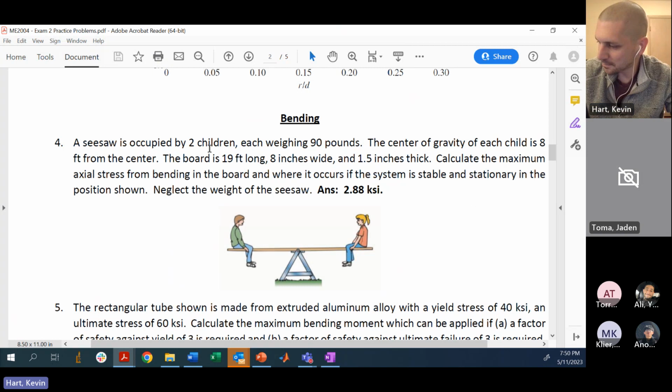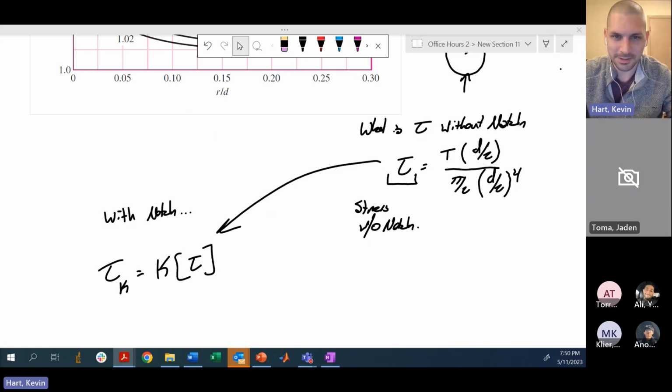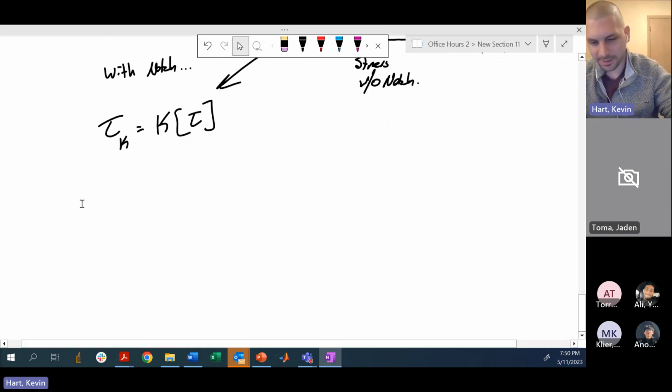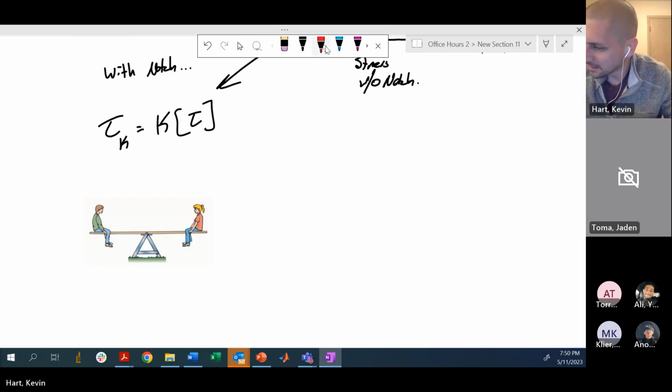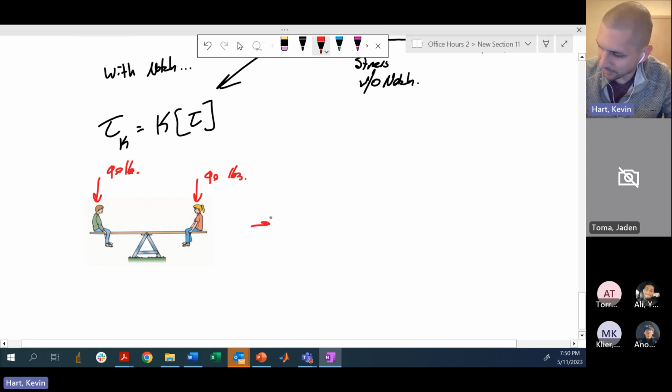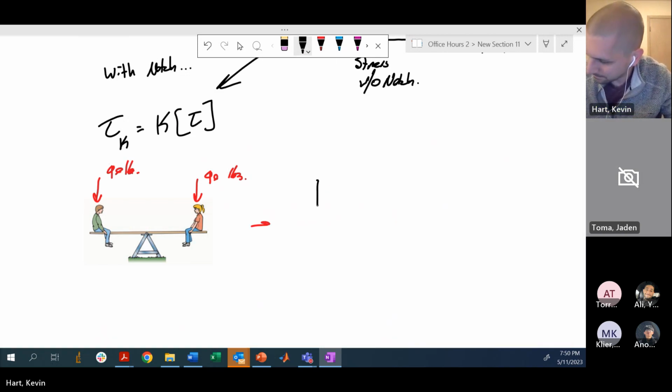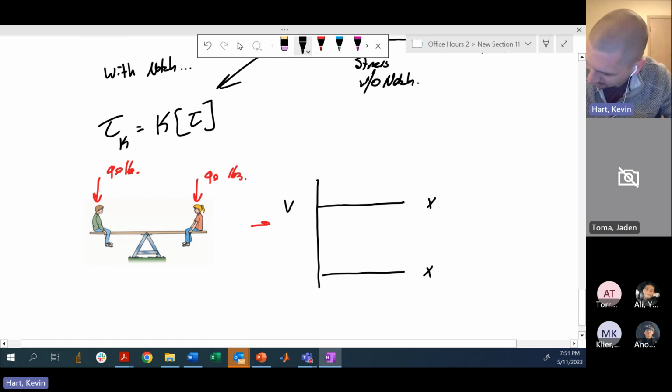Bending. You've got to know your shear and bending diagrams. So let's take this as an example. This is a very simple example. Here I've got two kids on a teeter-totter. They each weigh, what does it say, 90 pounds? All right, well, you've got to know your shear and bending diagrams, and this goes back to statics. What is the shear at the moment?